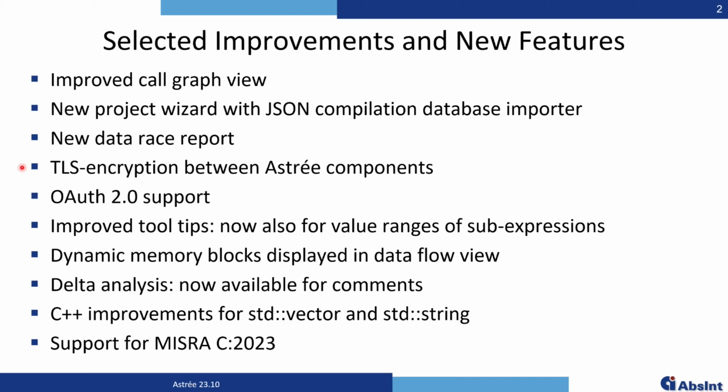As new features, Astrée and all of its components now communicate encrypted via transport layer security. These new features also include OAuth 2.0 support. We have further improved our tooltips, which can now even show you value ranges of subexpressions. From 23.10 on, the data flow view will show you dynamic memory blocks.